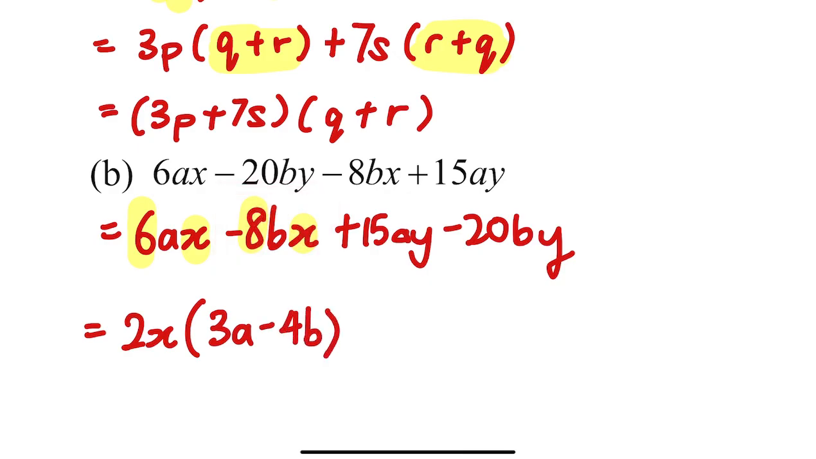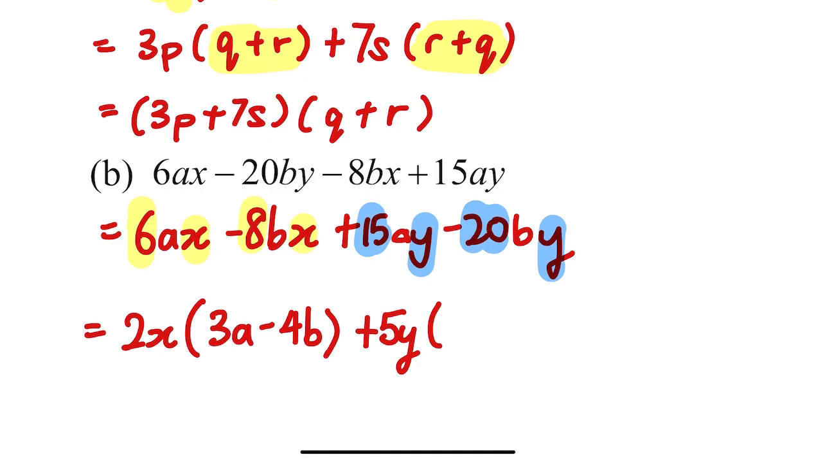Now I look at the next two terms over here. Common factors, I look at 15 and 20. Yes, I notice that 15 and 20 over here, I can factorize out 5. Okay, whereas for the letters here, I notice that both terms have y. So that means I can factorize out a positive 5y. So let's write out here, plus 5y.